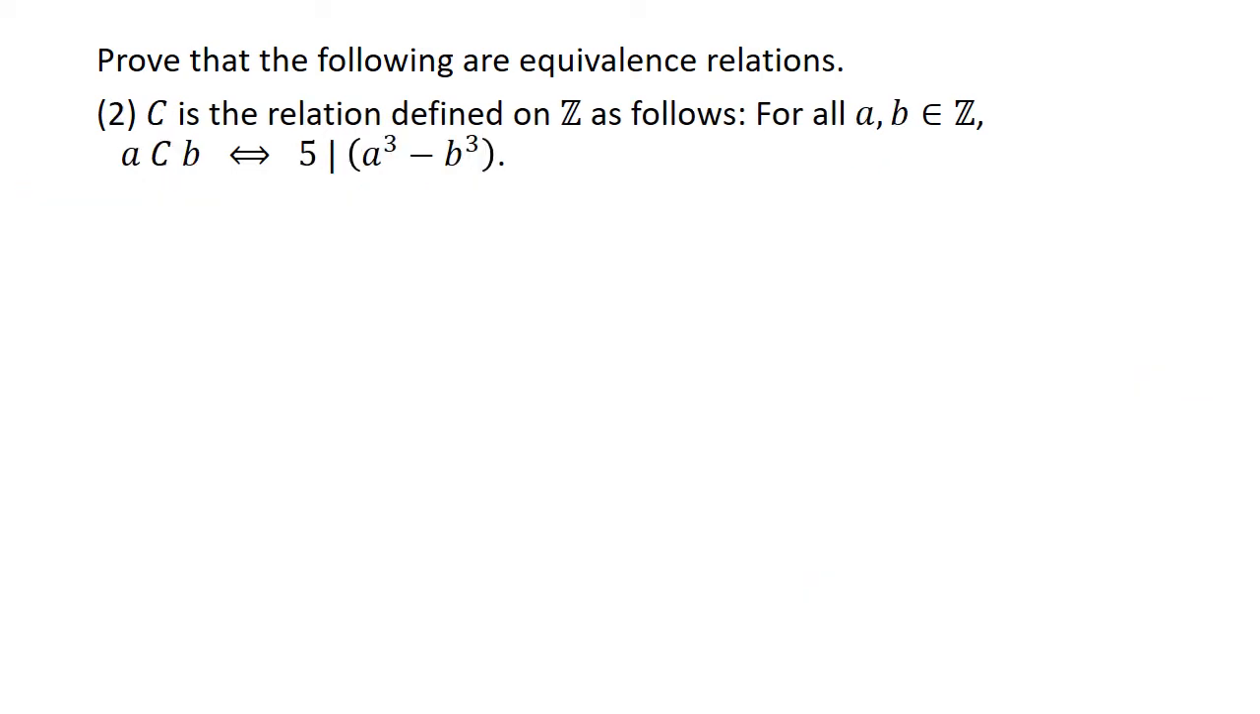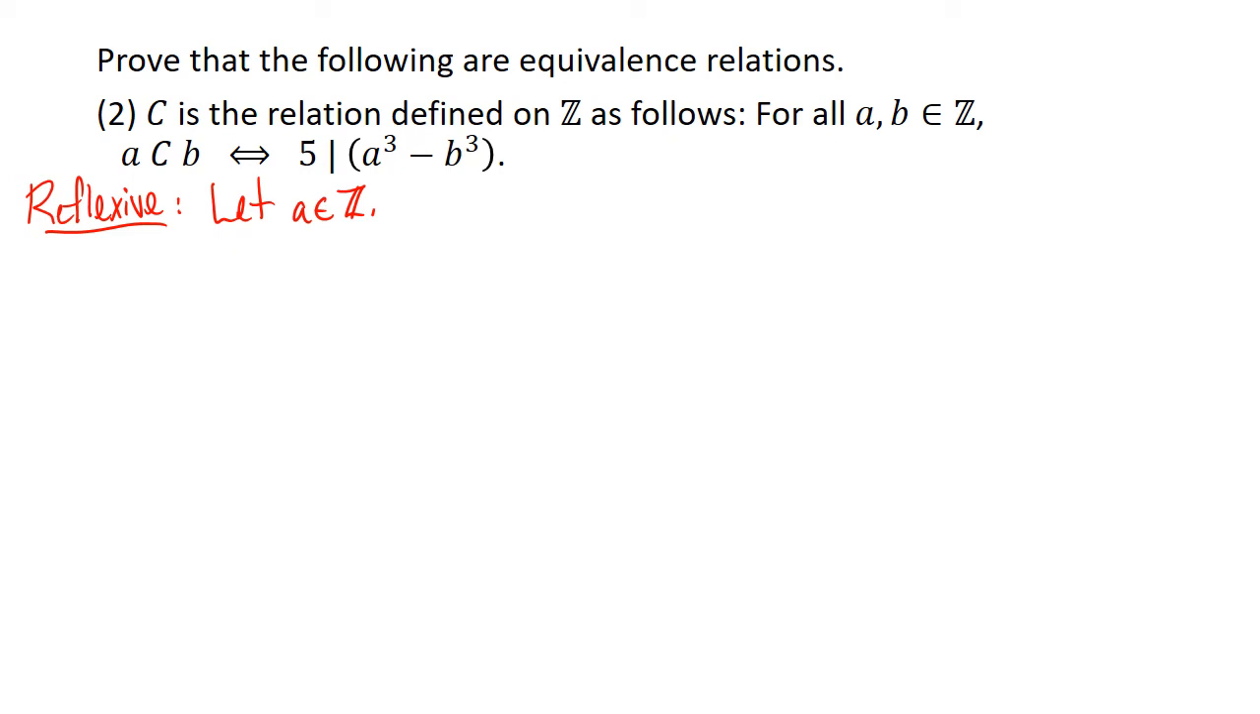Okay, let's look at another one. This one is actually quite similar. So C is the relation defined on the integers as follows. For all a and b in the integers, a is related to b by C if and only if 5 divides a cubed minus b cubed. Okay, so let's go ahead and start with the reflexive property. So for reflexive, I'm going to take one element in the underlying set. So let a be an element of the integers, and then I'm going to show that a is related to itself.